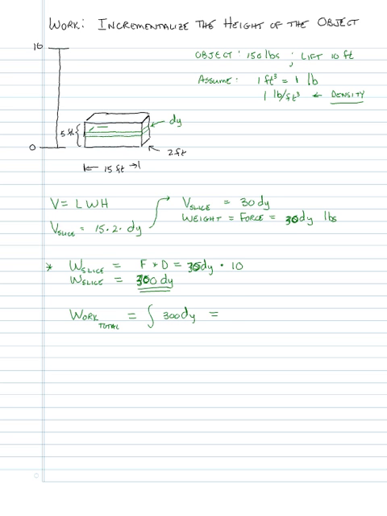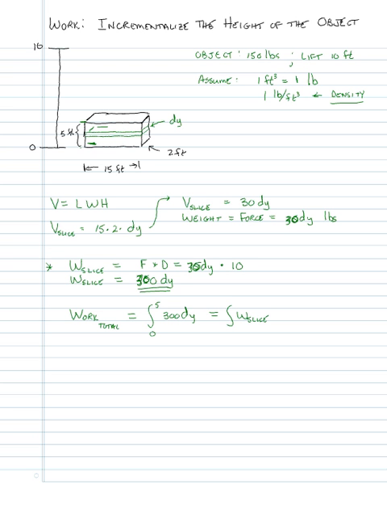I probably should have written that as the integral. The work required to lift one slice is this 300 dy. And where do those slices start? Well, they start at the bottom of the object, which would be 0 feet. They'd start way down at the bottom down here. But where do the slices go? Well, they only go up to 5 feet. See, we're adding the work for each of the slices between 0 and 5 feet of the object.